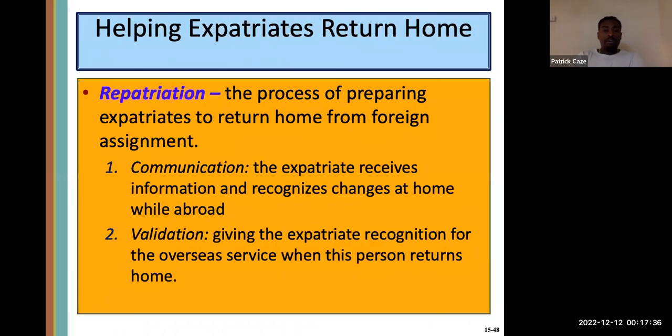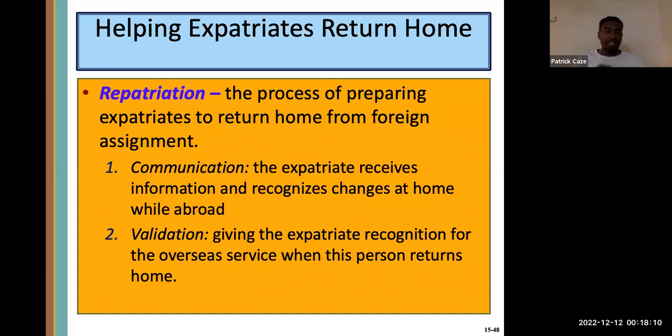Helping expats return home, right? Repatriation, the process of preparing expats to return home from foreign assignment. Communication and validation. We want to make sure the expat receives information and recognizes change at home while abroad. So basically, you want to acclimatize him, bring him in slowly, and convey to him that some things have changed while he's been gone. And of course that's for everyone.